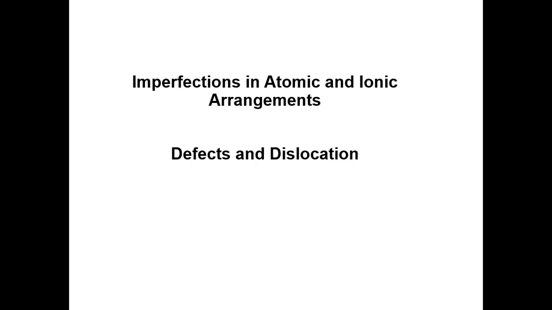So last week we started a new topic, the imperfections in atomic and ionic arrangements. Right? So why do we talk about these imperfections? Because we always assume the materials are pure. If you say it's aluminium, we assume it's pure aluminium, right? But practically, that purity is not 100%.